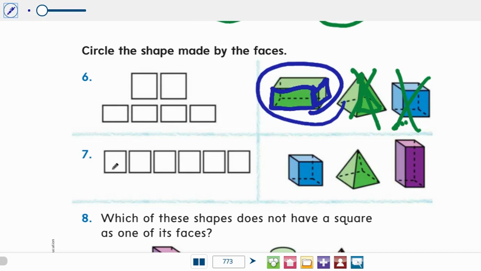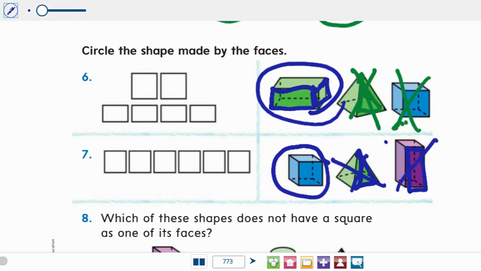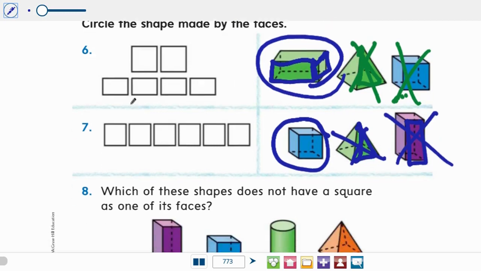For number 7, I've got 1, 2, 3, 4, 5, 6 squares. Oh boy. Well, I know that a cube has all sides that are squares, and they need 6 of them. So I know that this is a cube. But let's just check it real quick. So here I've got a triangle. Well, there's no triangle, so that doesn't work. Here on this side, of this face, I would need a rectangle. Well, there's no rectangle, so it's not going to be that one. So cube is the one that fits.